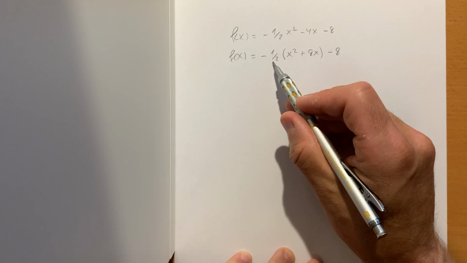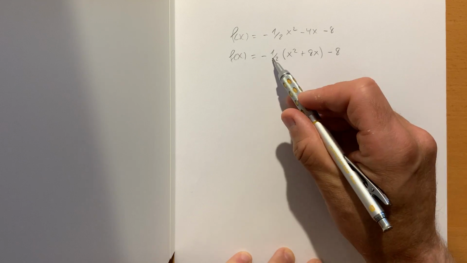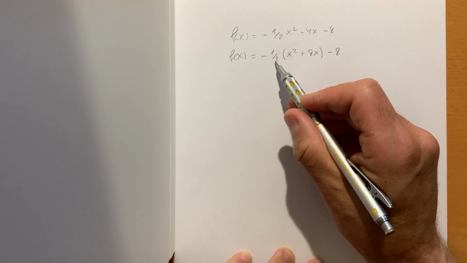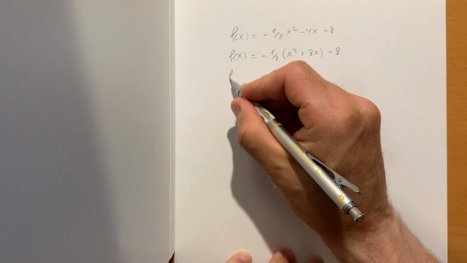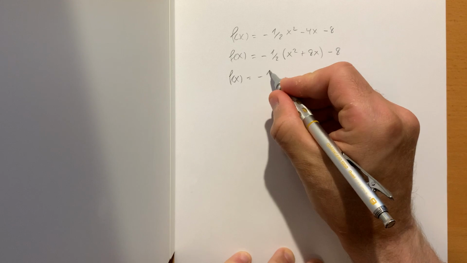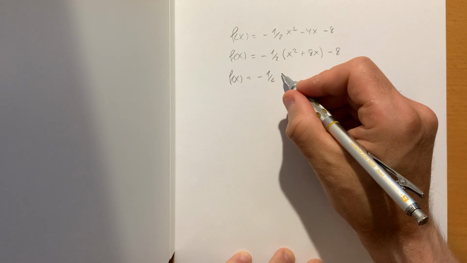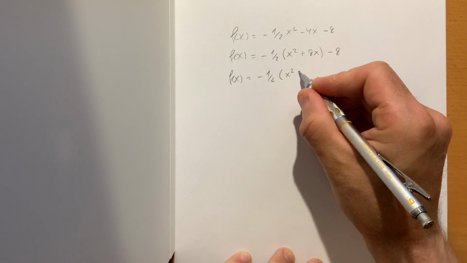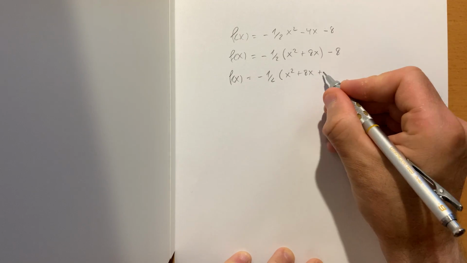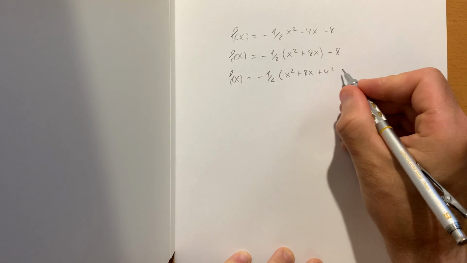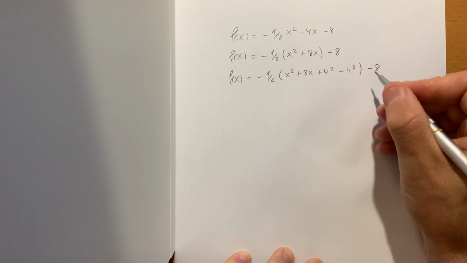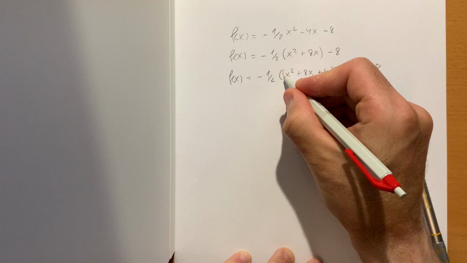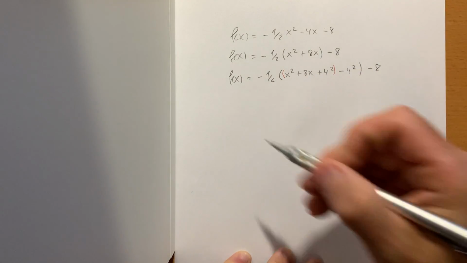If you mentally distribute it, then it's this times this. Minus 1/2 times 8, that's minus 4. So this is correct. So f of x is in fact x squared plus 8x. So we're going to complete the square. So half of that squared minus half of that squared, brackets closed, minus 8. So now this will be our perfect square.